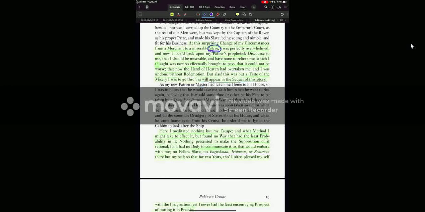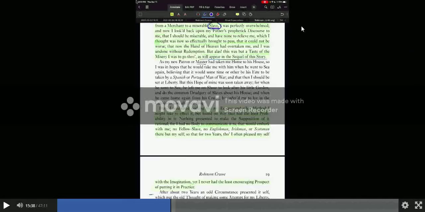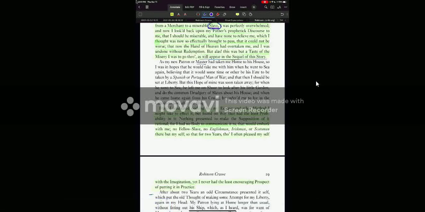So then here I meditated nothing but my escape, and what method I might take to effect it, but found no way that had the least probability in it. Nothing presented to make the supposition of it rational, for I had nobody to communicate it to that would embark with me, no fellow slave, no Englishman, no Irishman or Scotsman there but myself, so that for 2 years, though I often pleased myself with the imagination, yet I never had the least encouraging prospect of putting it in practice.